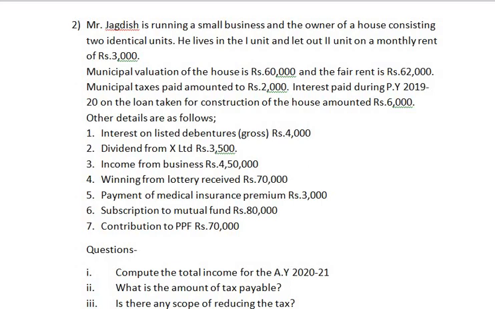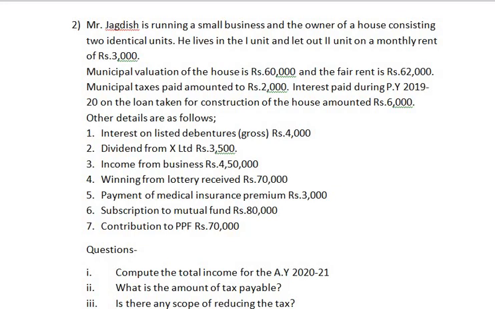Municipal taxes paid amounted to rupees 2,000 for both the houses, that means for one house municipal tax paid is 1,000. Interest paid during previous year 2019-20 on the loan taken for construction of the house amounted to rupees 6,000. That means for each house the interest paid is rupees 3,000. Other details are as follows.